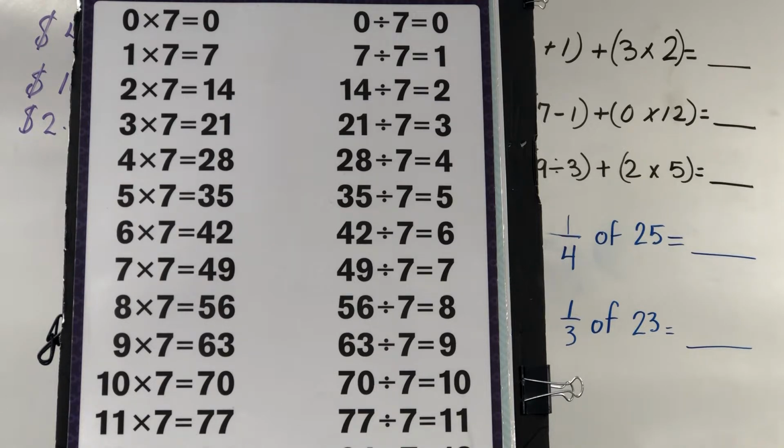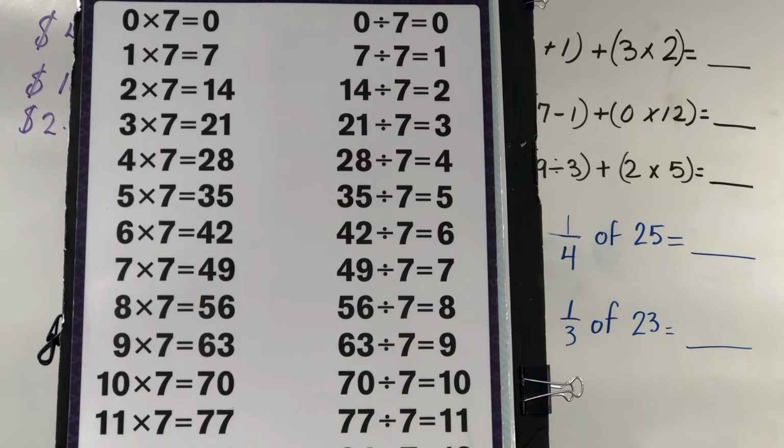Let's move on to division. Again, you're going to clap twice between each. Keep up with me. 0 divided by 7 equals 0. 7 divided by 7 equals 1. 14 divided by 7 equals 2. 21 divided by 7 equals 3. 28 divided by 7 equals 4. 35 divided by 7 equals 5.